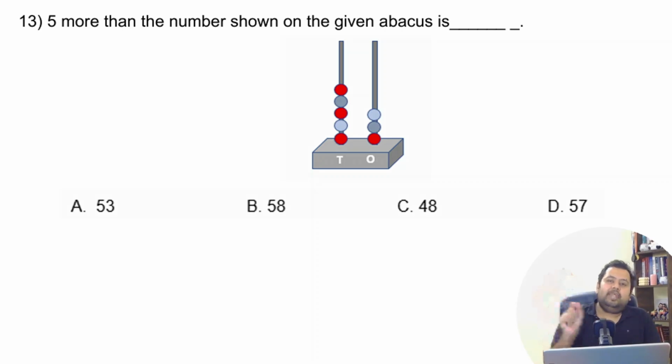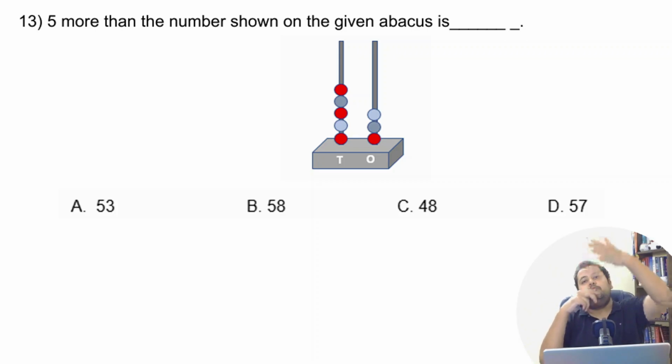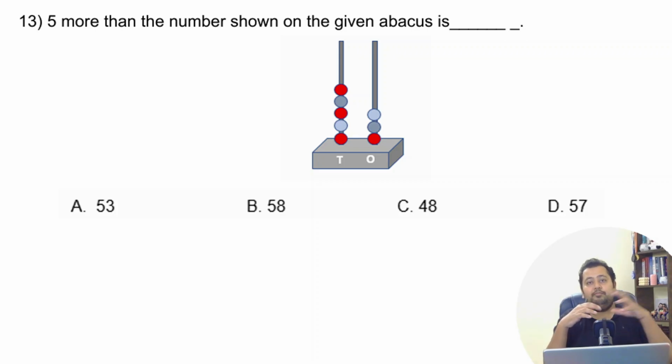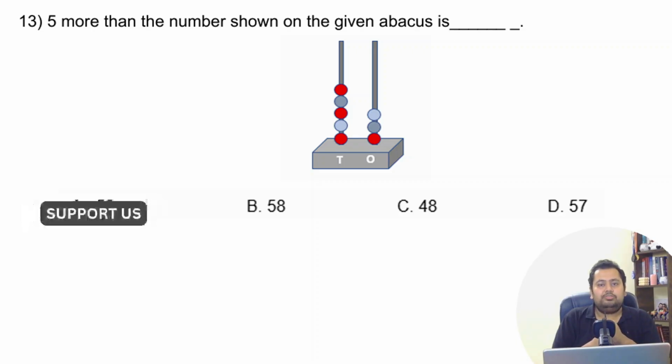5 more than the number. So 5 more is what? The number that you find out, you have to add 5 to it. 5 more than the number being shown. If I say 5 more chocolates than the 2 chocolates that you have, 5 more than that is 5 plus 2, which is 7. So 5 more than the number shown on the given abacus, you have to find out. Find it yourself first, and then we go to the solution.